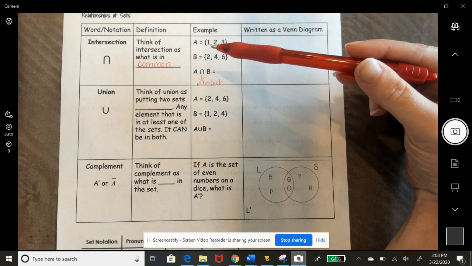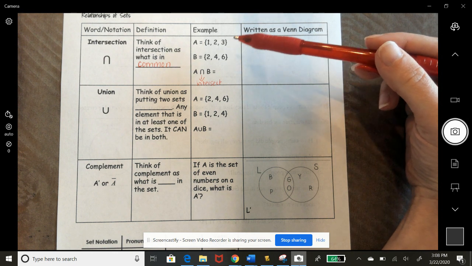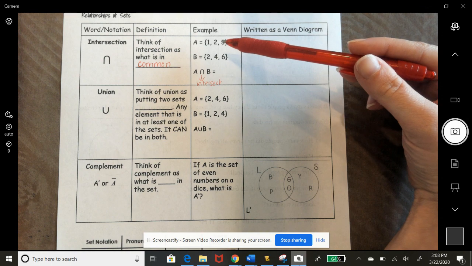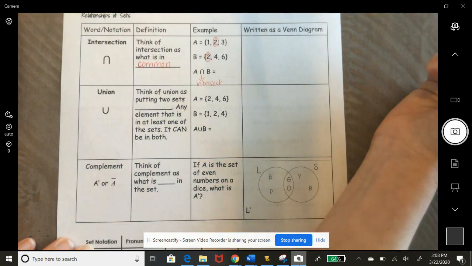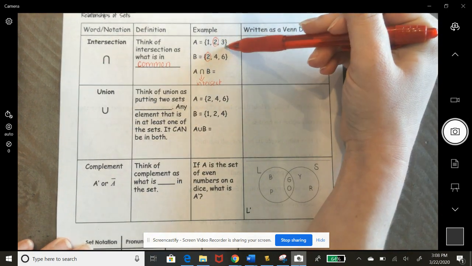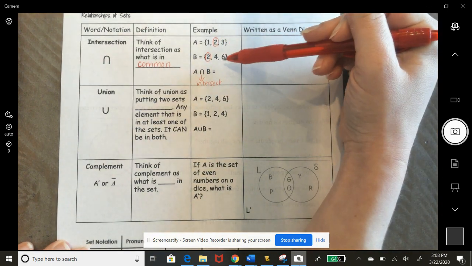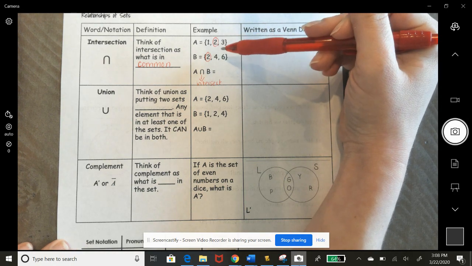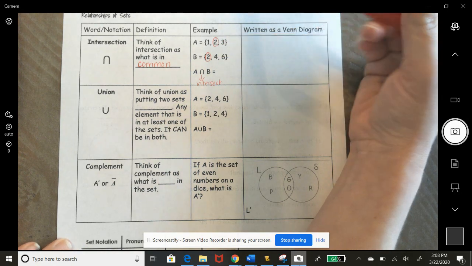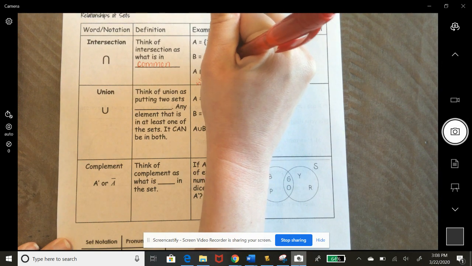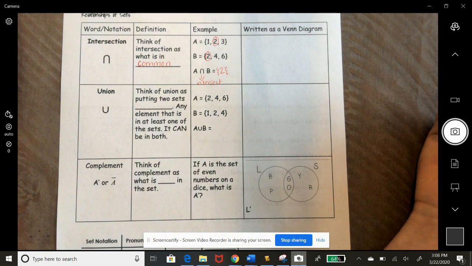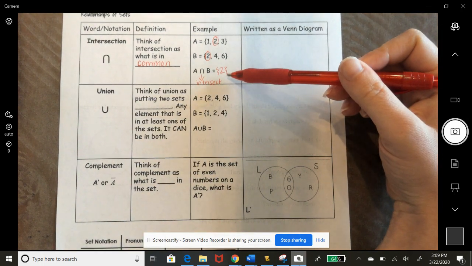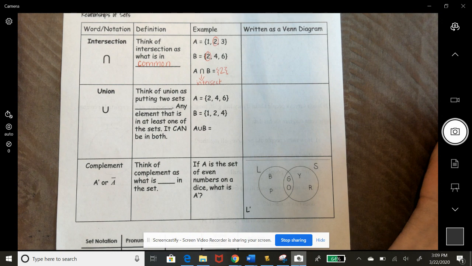Okay, so that means we need to find what elements, or what numbers in this case, do they have in common. So the only thing that's in A that is also in B is the number 2. A has a 1 and a 3, but those aren't in B. B has a 4 and a 6, but those aren't in A. So the only one they have in common is the 2. So A intersect B is 2. Okay, and that's a set on its own. You don't have to stress too much about the curly braces, but it's basically what do they have in common.